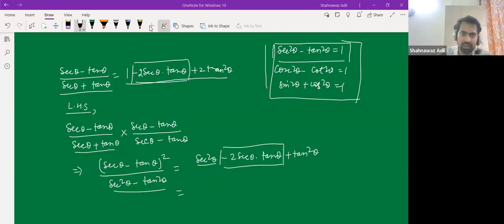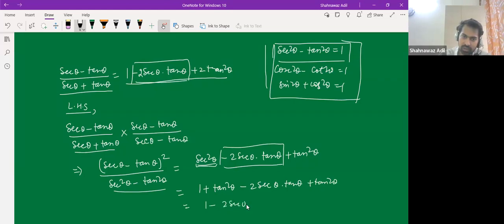What is sec square theta in terms of tan square theta? 1 plus tan square theta. Okay, so we got our answer: 1 minus 2 sec theta tan theta plus 2 tan square theta. So this you solved, right? You knew all the answers.